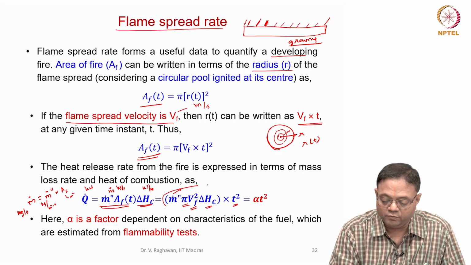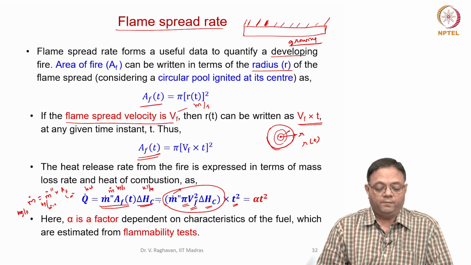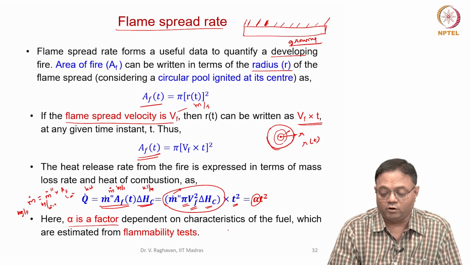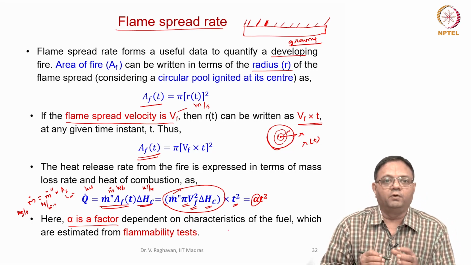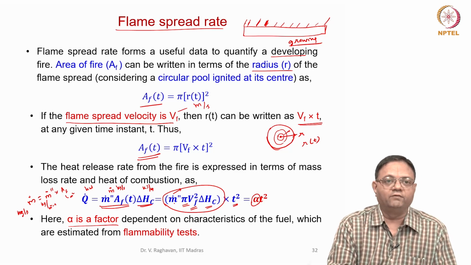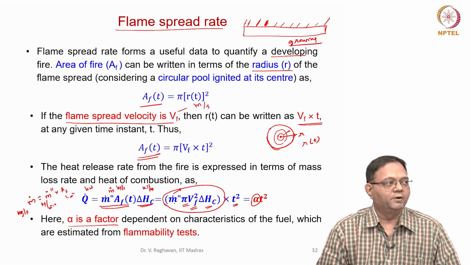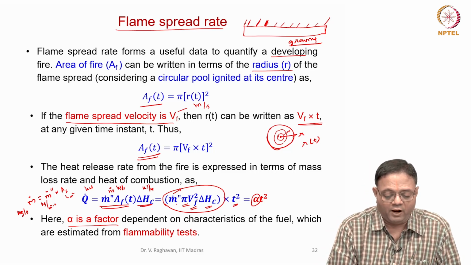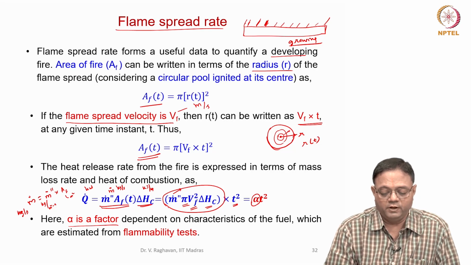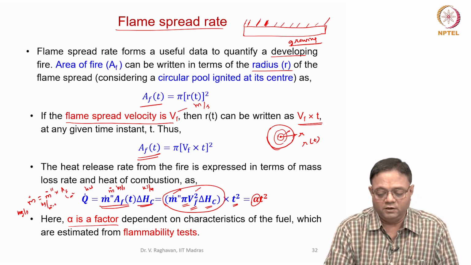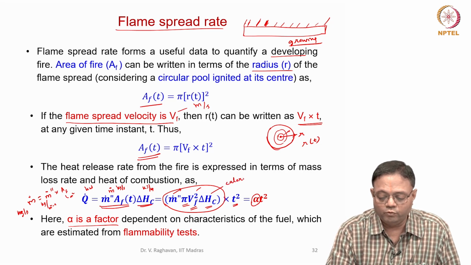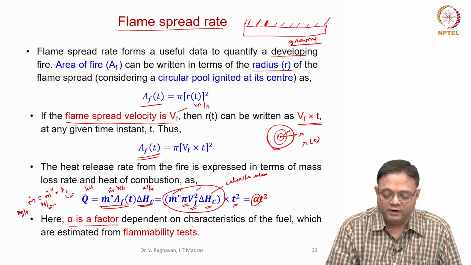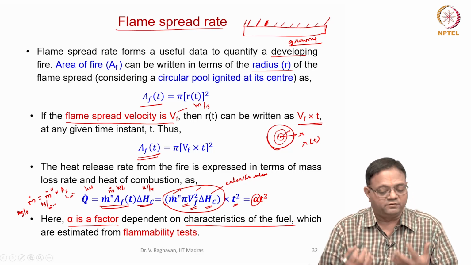So, this which is there in this bracket, that I call alpha, which is a factor that is dependent on the characteristics of the fuel. Of course, given the same ambient conditions, temperature, pressure, velocity, etc., the fuel has a given mass loss rate, it has a given flame spread rate, and delta H_c is the calorific value. Okay. So, now we can see that these are all dependent on the characteristics of the fuel type itself.